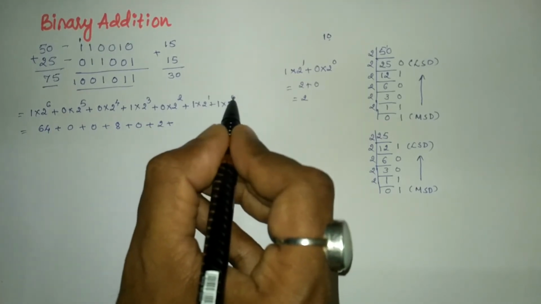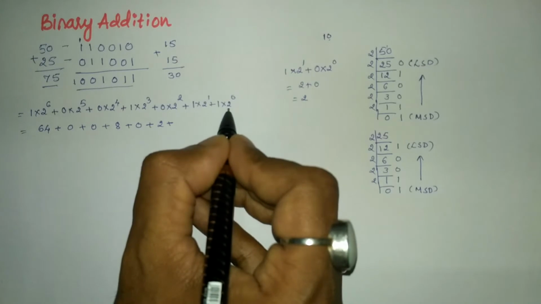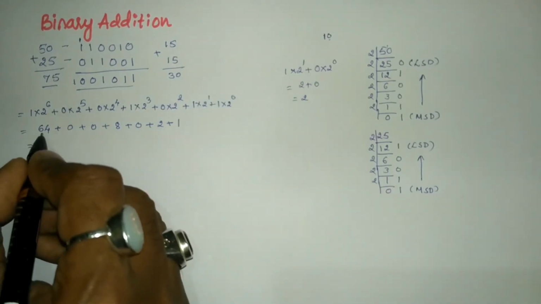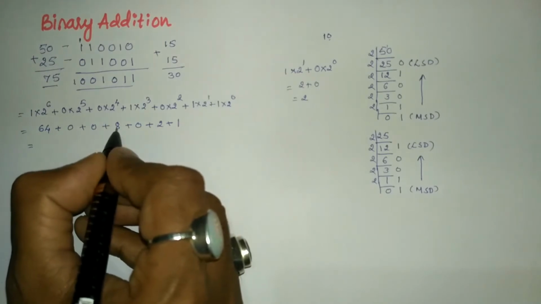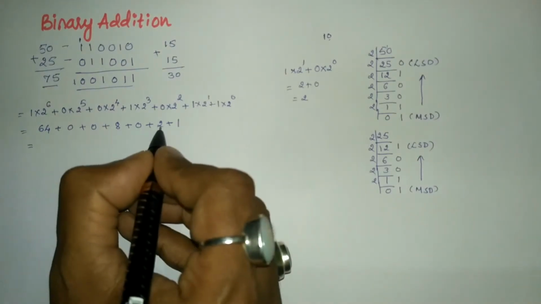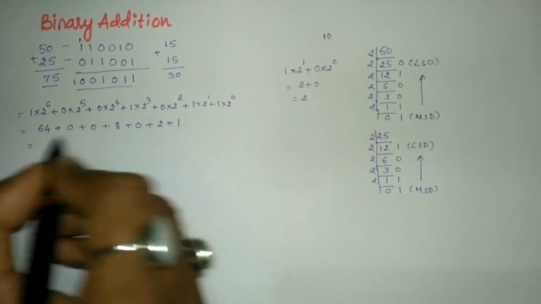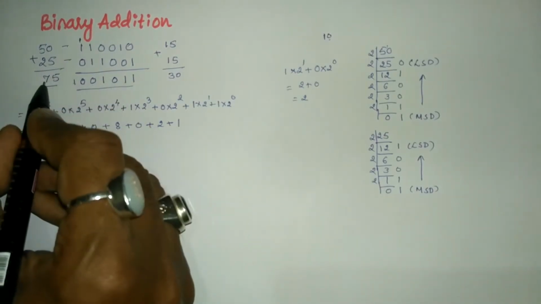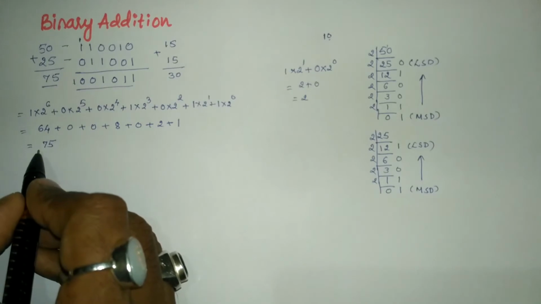Plus 2 to the power 0 is 1. Anything raised to 0 is 1. 1 into 1 is 1. Now let us further simplify. 64 plus 8 will become 72. 72 plus 2 is 74, plus 1 is 75. So whatever the result we got in binary is equal to 75.